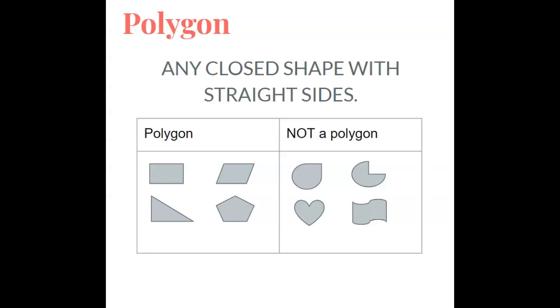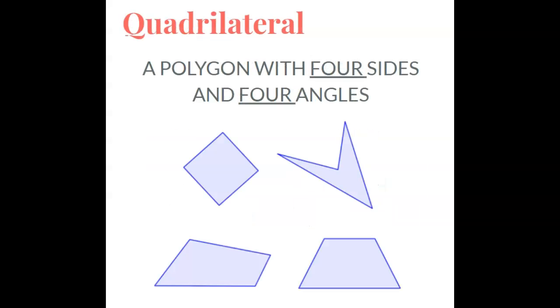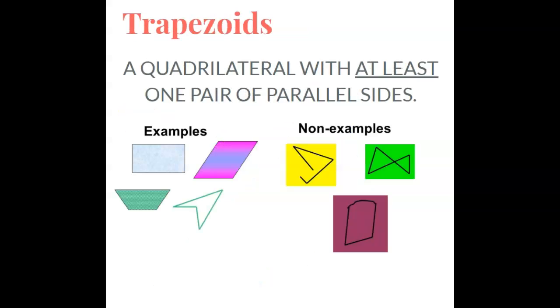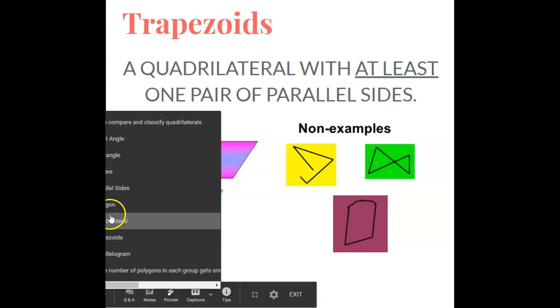What are examples of the not polygons? They have curved lines. The one that almost looks like Pac-Man has some straight lines, but not all straight sides. It has a big curved side there also, which means that it's not a polygon. A polygon is a closed shape with all straight sides. A quadrilateral is a polygon. Oh, sorry. We'll go back.